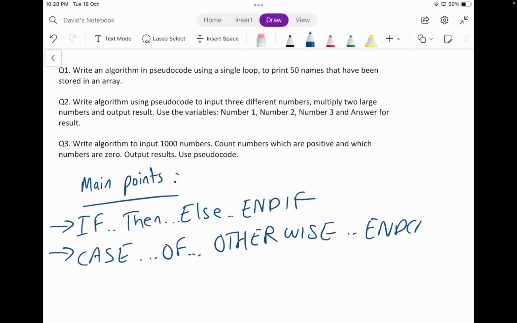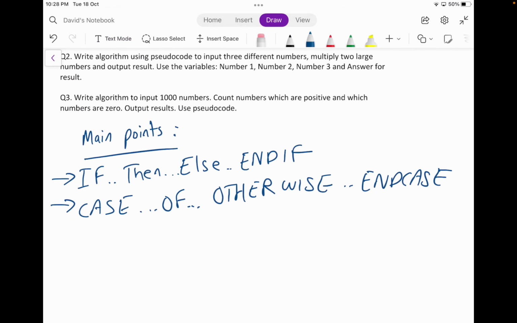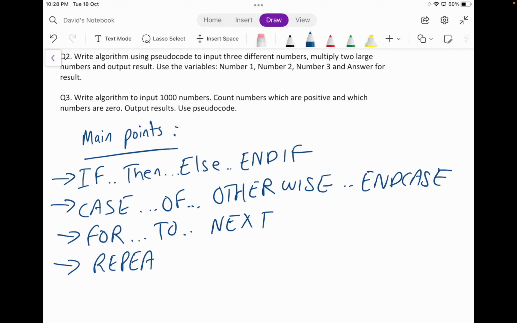By the way, I would recommend you guys to learn this by heart or just recall this kind of notation while doing pseudocode. Then you guys have to remember FOR to NEXT. That is another important key aspect that you guys have to remember while doing pseudocode. You have to also remember what repeat is. So it's REPEAT UNTIL. We have to also mention that as well.